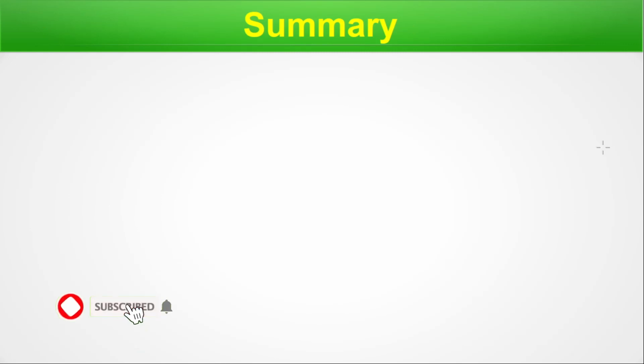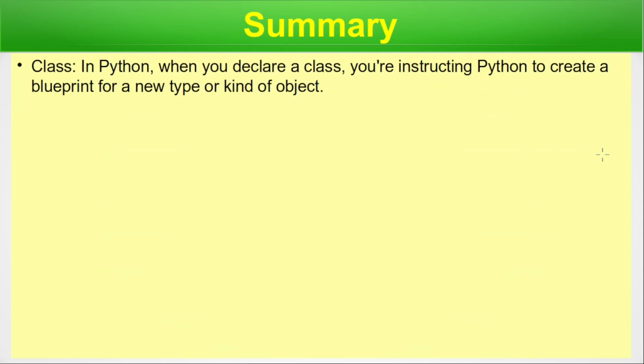Summary. Let us summarize in this slide and the upcoming slide whatever we have learned so far, so that the entire concept is now jotted down into your mind. Class. In Python, when you declare a class, you are instructing Python to create a blueprint of a new kind of object. The object and the class will contain a set of data that is called attributes, and also some methods which will be used either to write or read those data or do some modifications to the data.